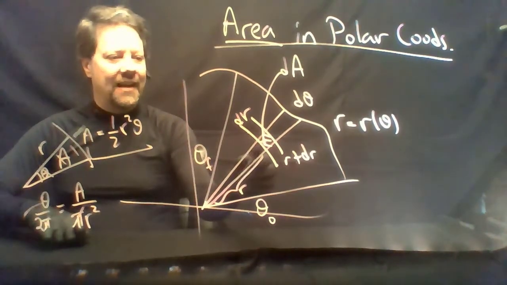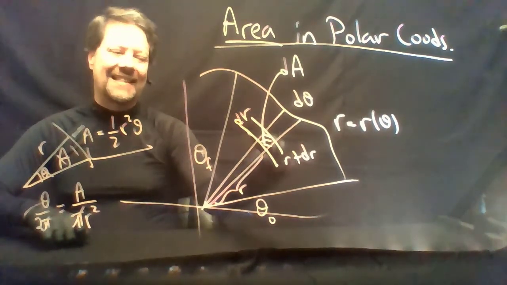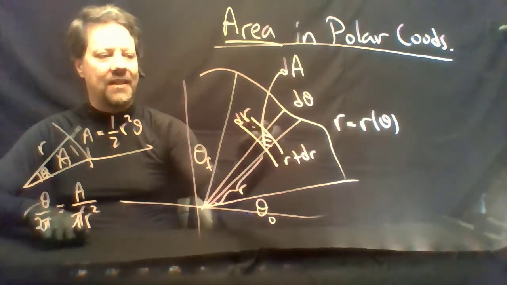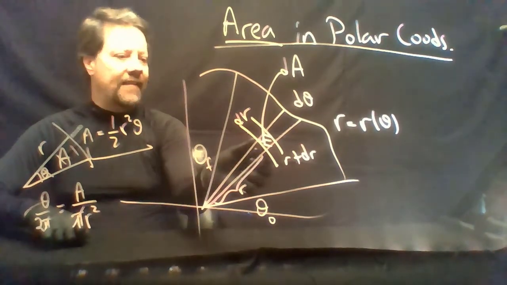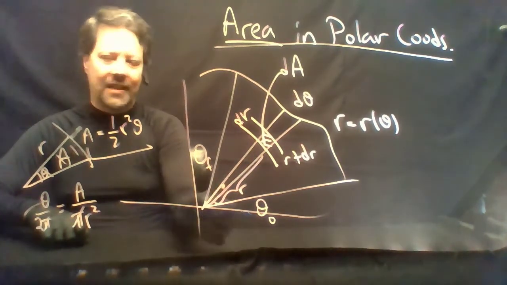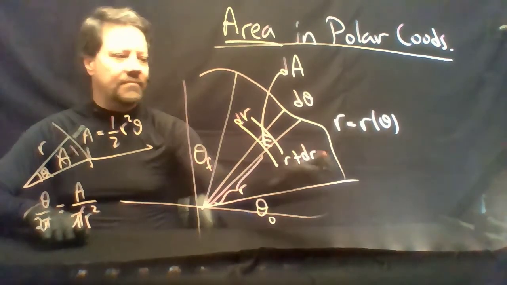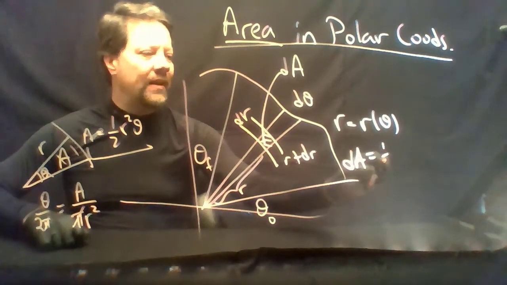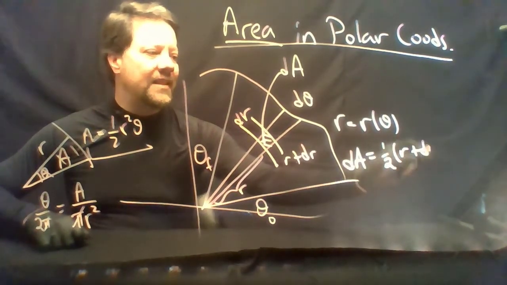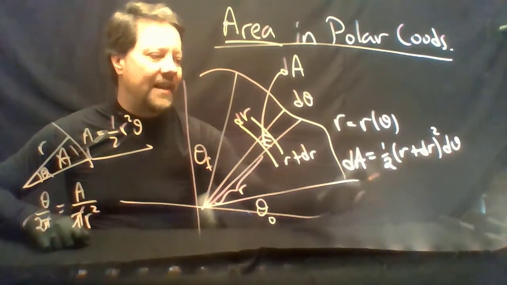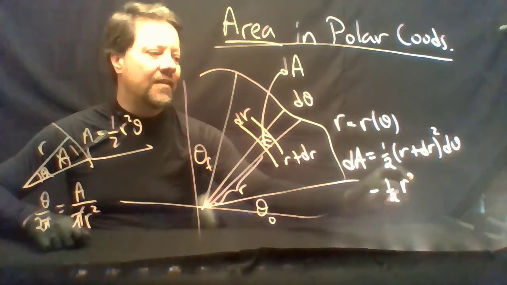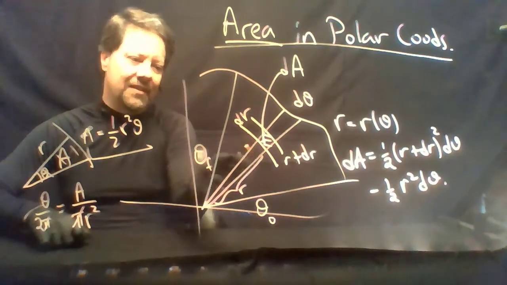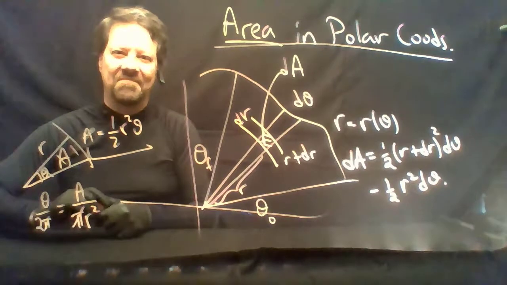The way to calculate the area element for this little tiny slice is to take the area of the sector with radius r plus dr all the way back to the origin, and then to subtract the area of the inner sector of radius r. So the element of area will be 1/2 (r plus dr) squared d theta minus 1/2 r squared d theta. D theta being the measure of this little infinitesimal angle.